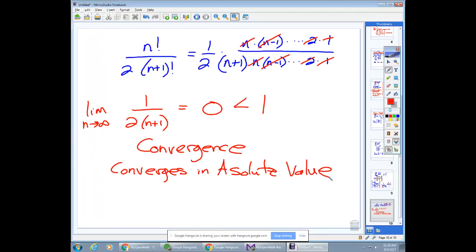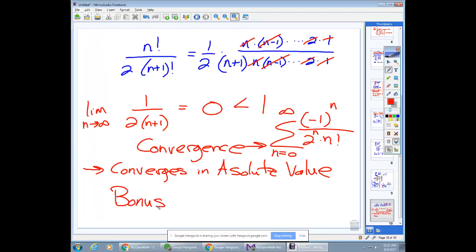Okay, so this first part here tells me that the sum as n goes from 0 to infinity of -1 to the n over 2 to the n times n factorial is convergent. But because the absolute value is involved in showing that, I now also, as a bonus, get that the sum as n goes from 0 to infinity of 1 over 2 to the n times n factorial is also convergent. Okay, so that's a bonus I get too, because of the absolute value involved in the ratio test.